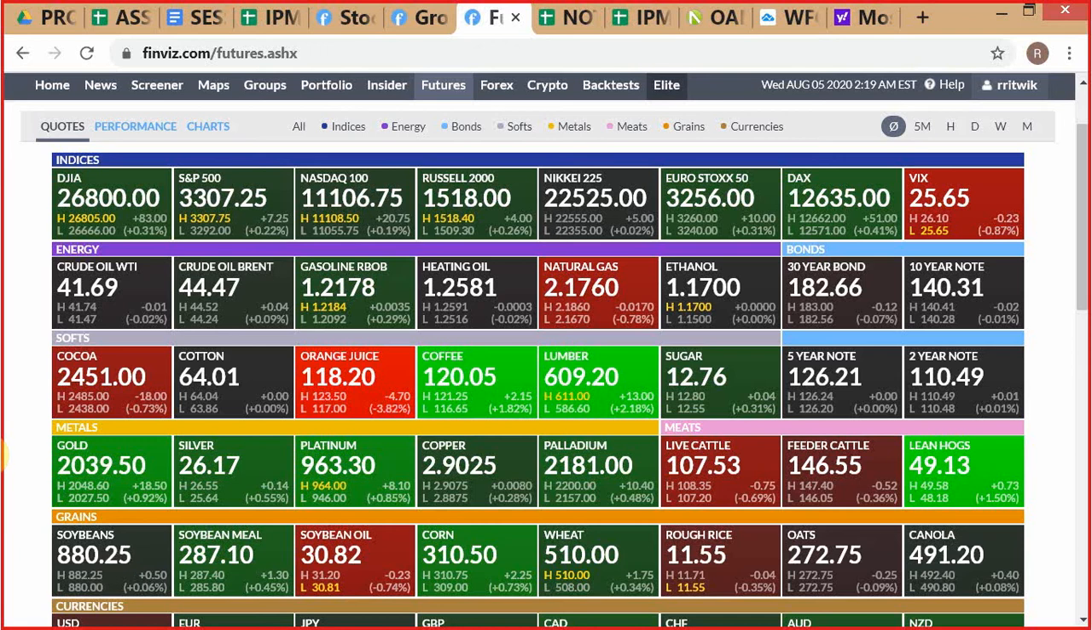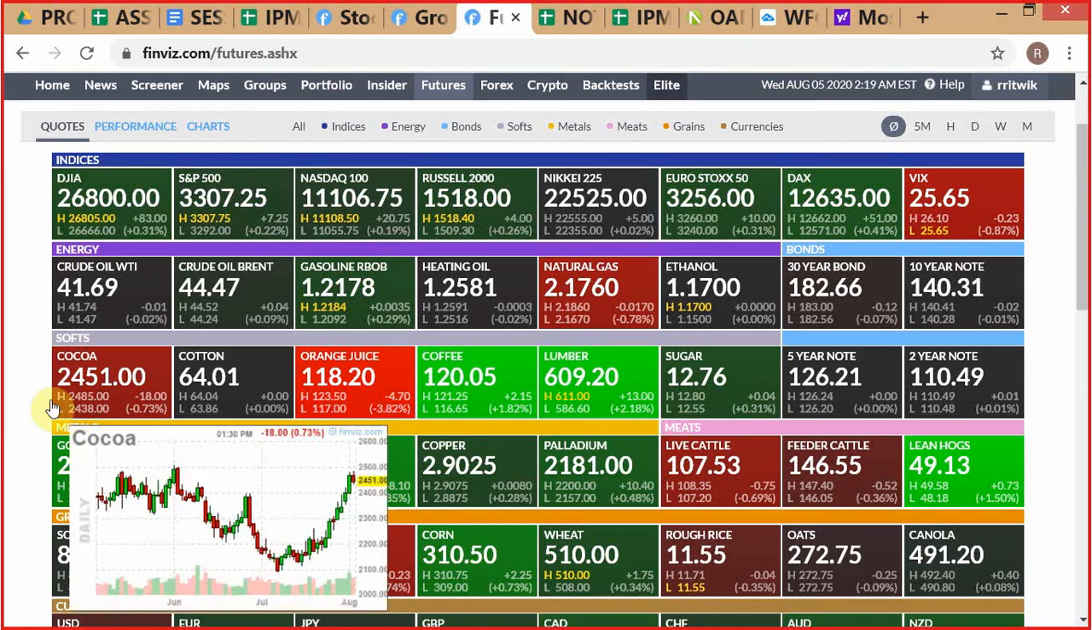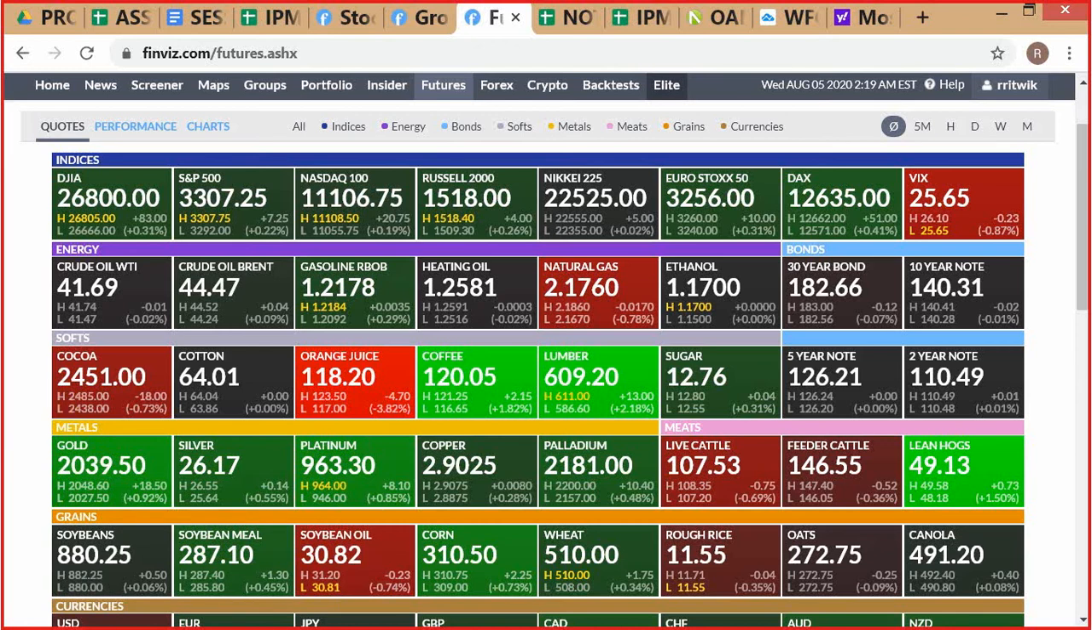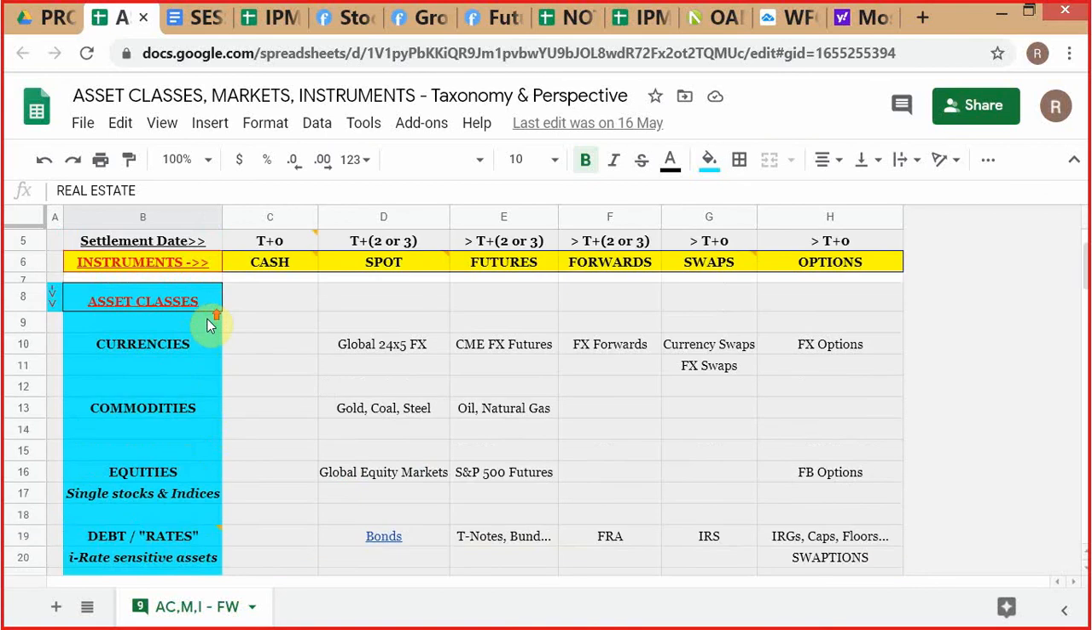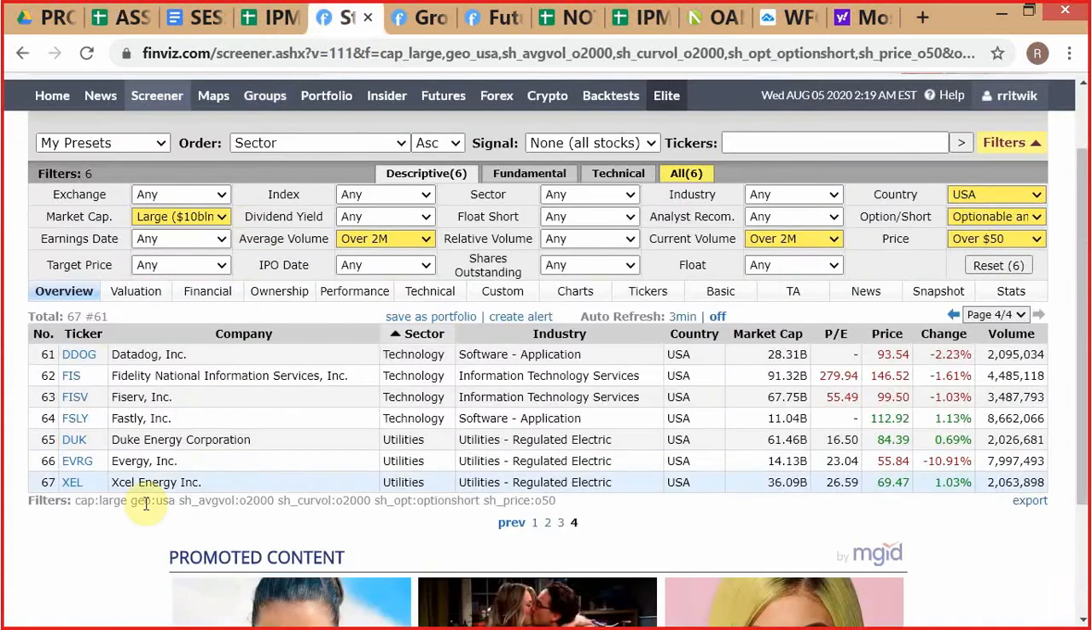So when you see a bunch of markets like this, it's very difficult to make sense of them. So one of the things you do is a taxonomy. This is a taxonomy of markets, asset classes. That's why this is called taxonomy and perspective. So you group them into asset classes. So you have currencies, commodities, equities, etc.